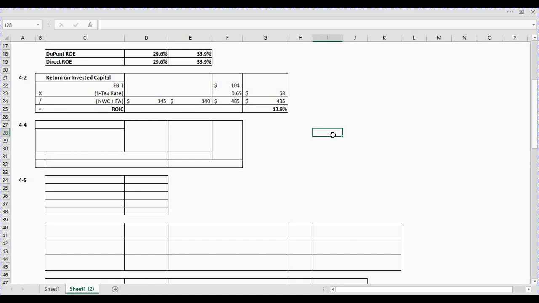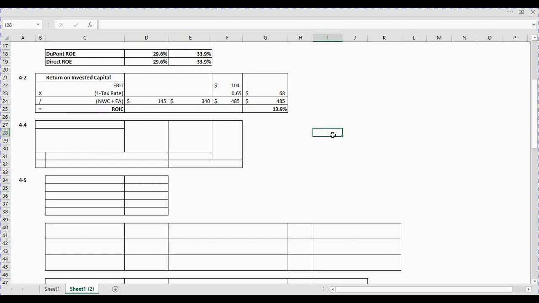So what we're going to do is show the earnings before interest and taxes, and then show that portion of it on an after-tax basis. You might wonder why we add it only to subtract it, but in any case, that's just how the formula works. And so we end up with an earnings amount after taxes of 68 million, and we're going to see what that is as a percentage of net working capital plus fixed assets.